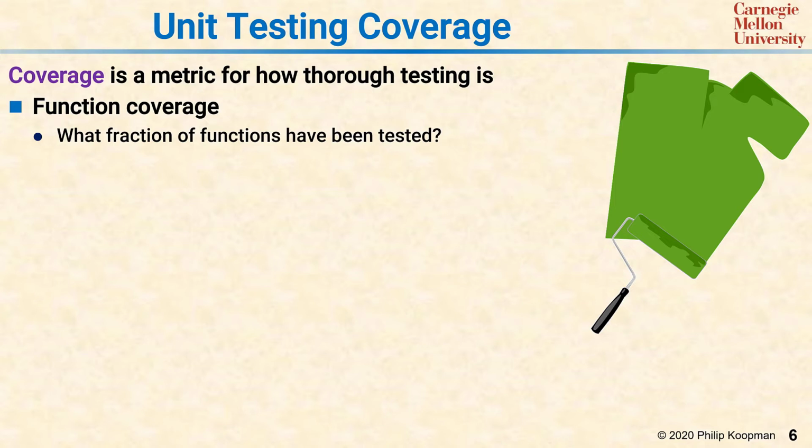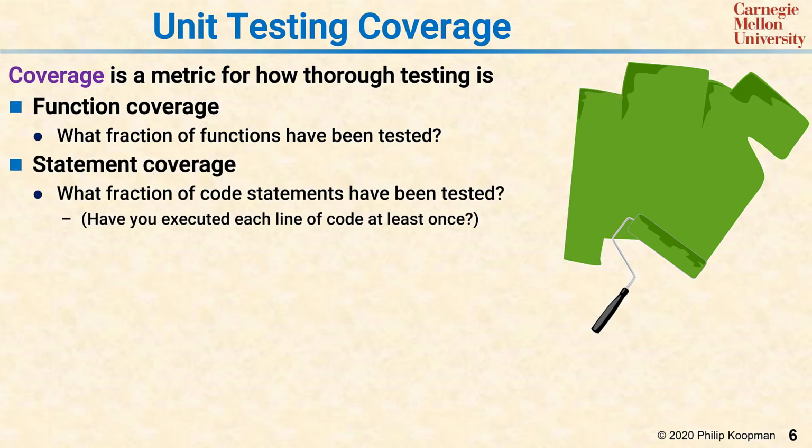Once you've gotten to the point where most or all of the functions have been tested at least a little, a finer-grained notion of coverage is statement coverage. What fraction of the code statements have been tested? Did you actually execute every line of code at least once? A typical metric here might be that you've tested 95% of the lines of code. Well, 95% sounds good, but that means 5% of the code in your system has never been executed at all. And depending on your system, that could be a problem.